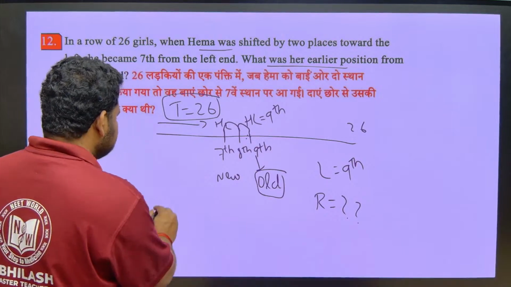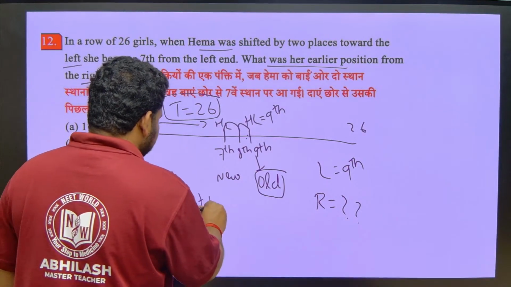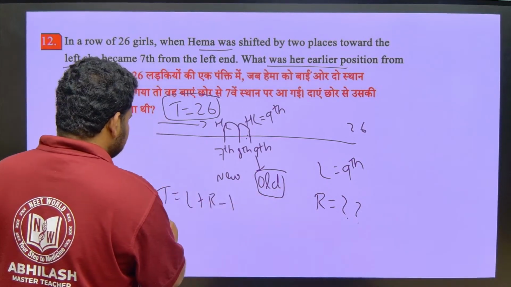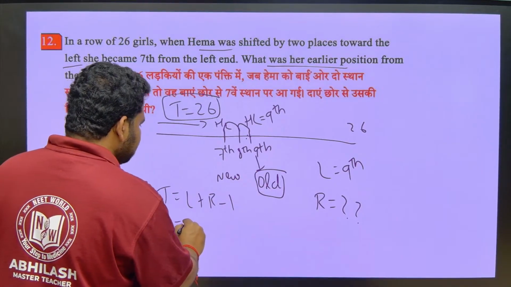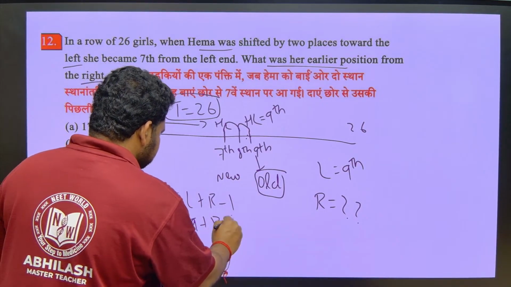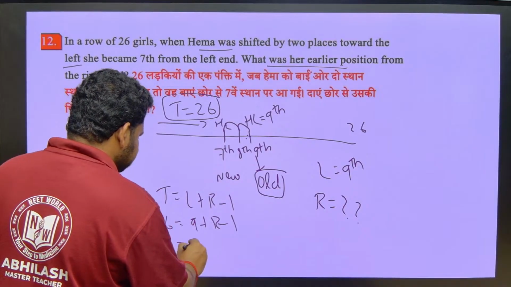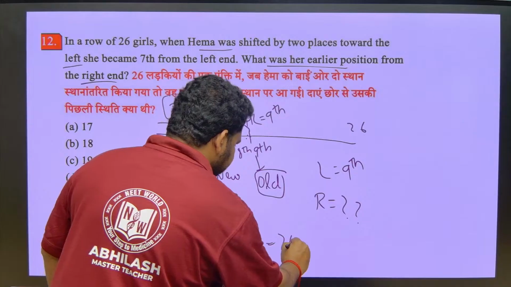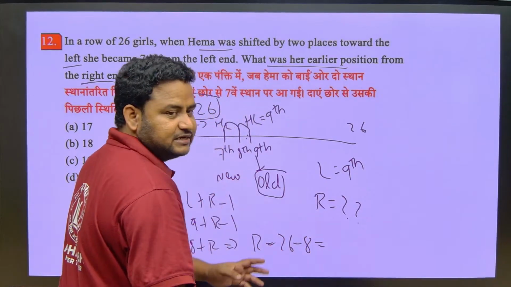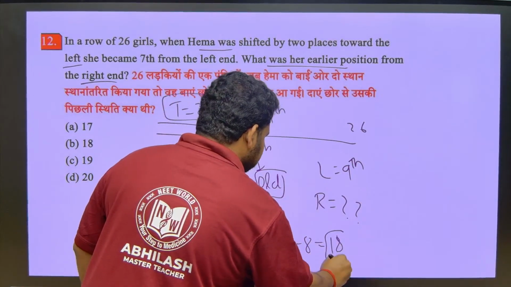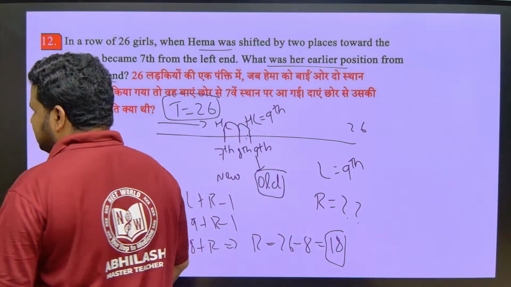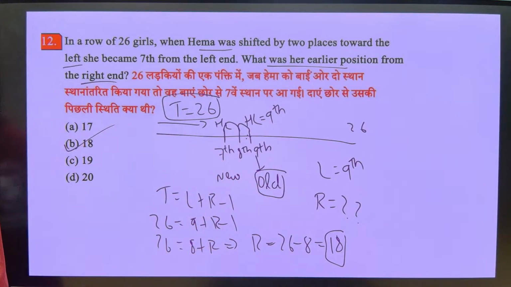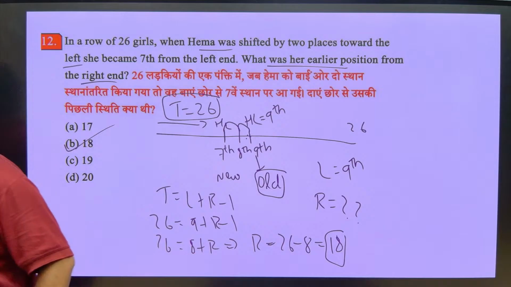So that becomes what? Total is equal to L plus R minus 1. So left is 9. So total is equal to what? 26 equals 9 plus R minus 1. So what we will get? 26 is equal to 9 minus 1 is 8 plus R. So this implies R is equal to what? 26 minus 8. So that is equal to what, friend? 26 minus 8, we will get it as 18. So the answer is 18. That is option B is the right answer to this question. Clear?